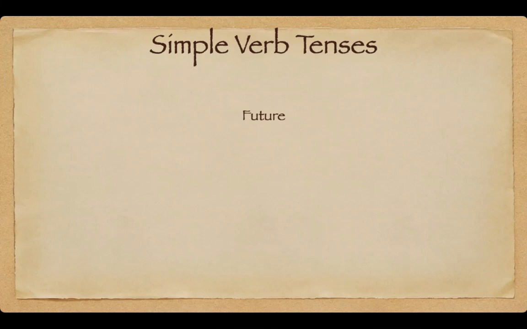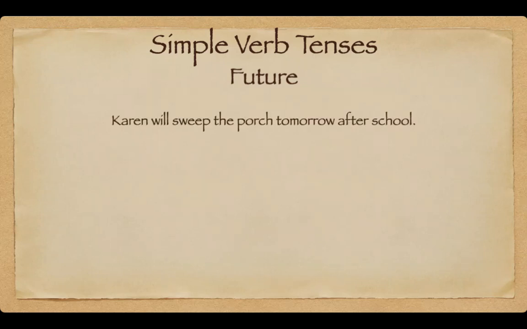Let's talk about simple future tense. Finished with past, we've just completed present, and now let's discuss future. The future tense is used to describe events or actions that have not yet taken place or to describe plans or instructions. Here's an example of a linking verb used in the future tense. Karen will sweep the porch tomorrow after school. Notice that the linking verb will is being used in the future tense.